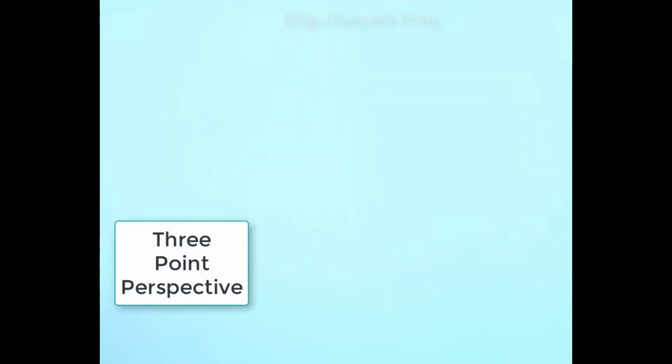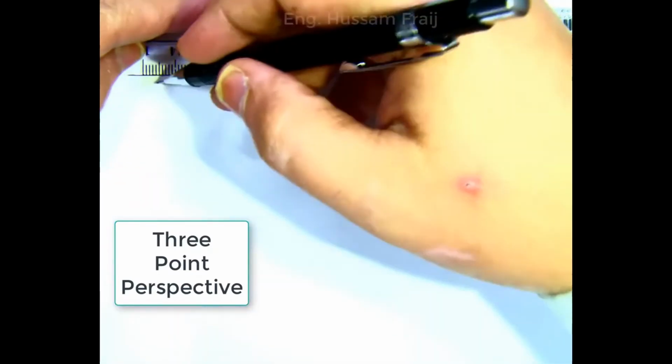I'm going to show you how to draw a cube or cuboid using 3-point perspective. First, you have to start with the horizon.